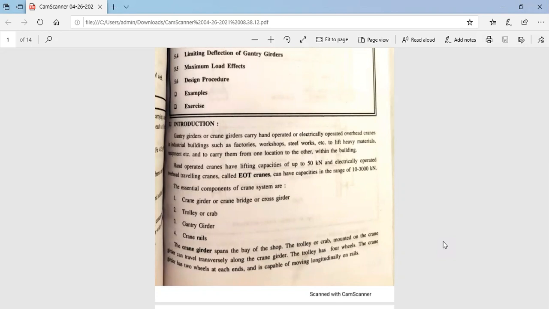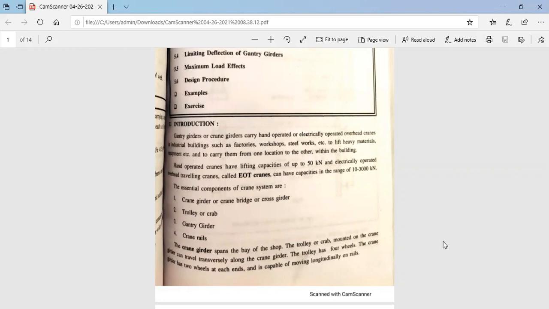Gantry girders, also known as crane girders, carry hand-operated or electrically operated overhead cranes in industrial buildings such as factories, workshops, steel works, etc., to lift heavy materials, equipment, etc., and to carry them from one location to another within the building. Hand-operated cranes have a lifting capacity of up to 50 kilonewton, and electrically operated overhead traveling cranes, called EOT cranes, have a capacity in the range of 10 to 3000 kilonewton.